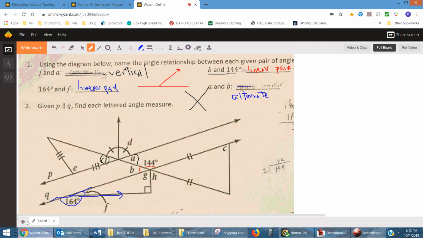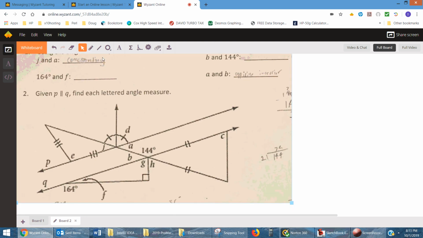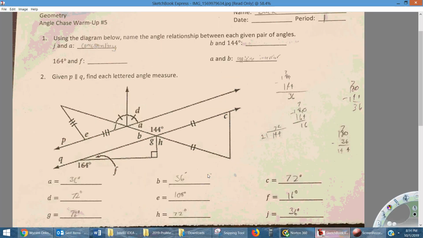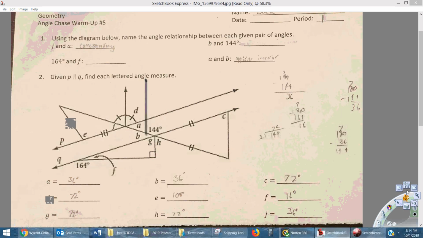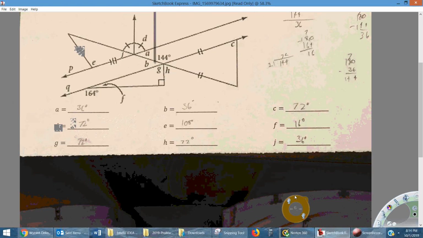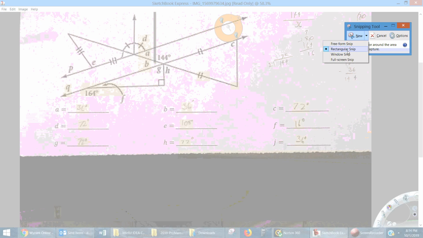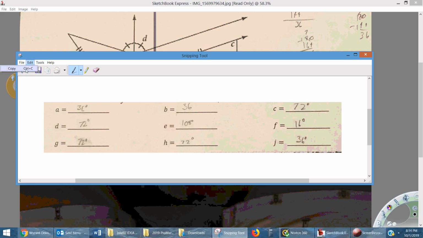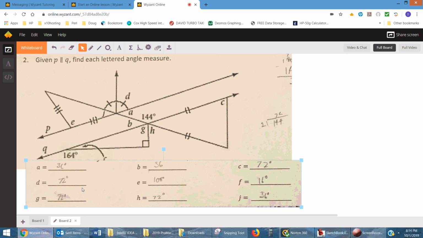Okay, so I'm going to go to board 2, paste in the same diagram again. This time I'm going to raise it up, and we're going to look at problem number 2. Let's see, you had some answers here, so I'm going to paste them in. We'll see if those are right or not. And here's the answers that you had. Let's see how they compare.